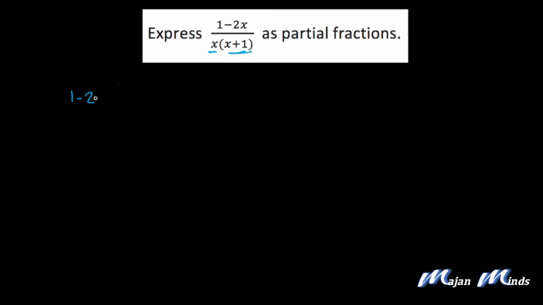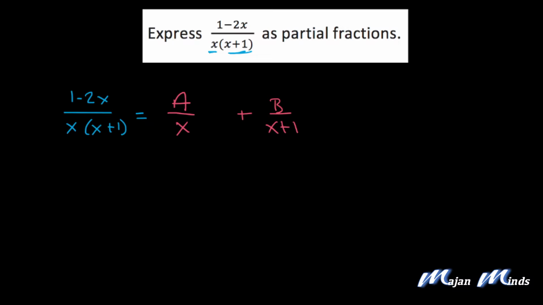So the first thing we're going to do is take what they give us and write it, first of all, in a form that looks like this: A over x, that's the first factor, plus B over the second factor, x plus 1. So that's the first thing that we're going to do.